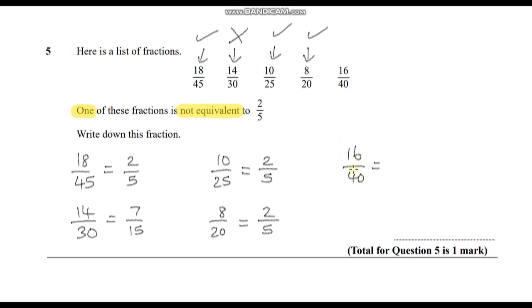Both of these numbers are divisible by 8. So that is the highest common factor. So 16 divided by 8 is 2. And 40 divided by 8 is 5. So again, this one is equivalent. Now we could have just stopped here because it only says one of these fractions. But I just thought I'd do all of them just to show you how I would work it out. So our answer, write down the fraction. Our answer is 14 out of 30.